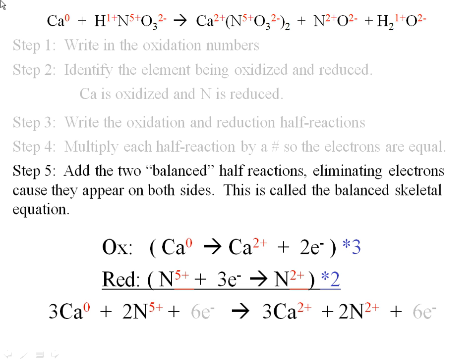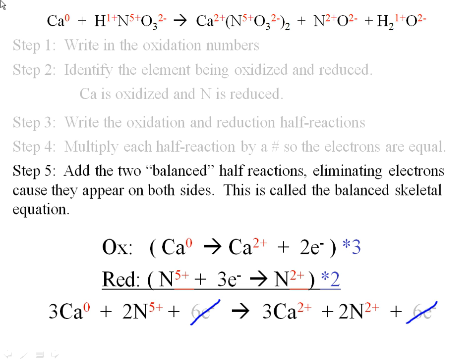If you look very carefully, you can see that now the electrons are equal on both sides. We can actually cancel those 6 electrons out. And what's left behind now is our net skeletal reaction. It will be 3 calcium 0 plus 2 nitrogen plus 5 yields 3 calcium plus 2 plus 2 nitrogen plus 2.